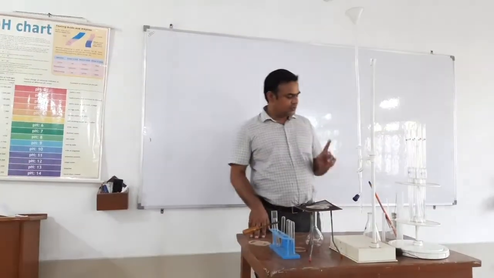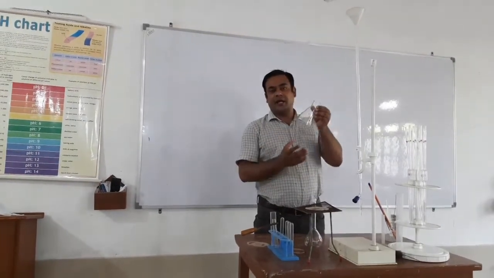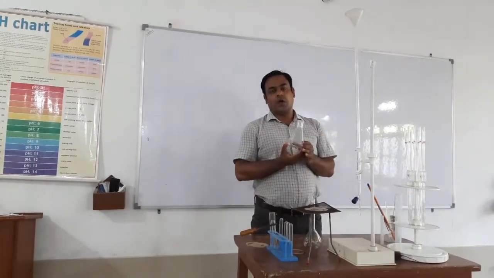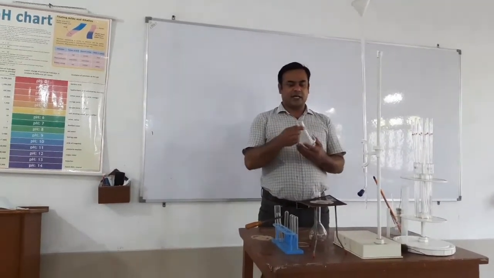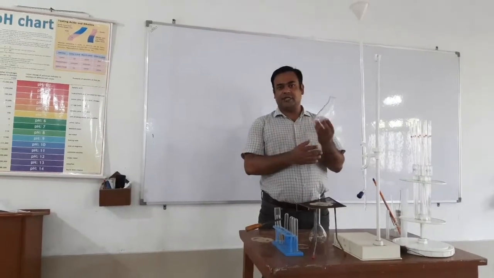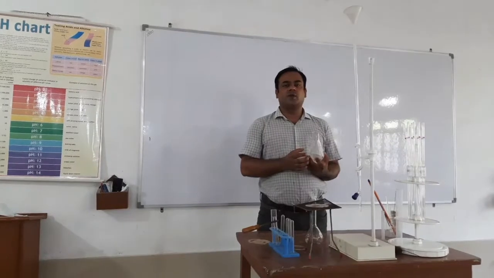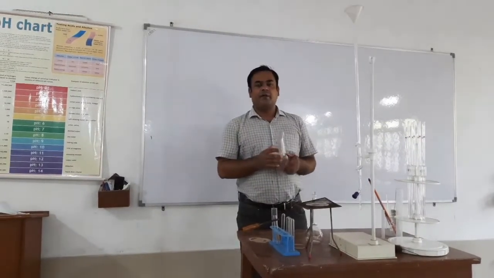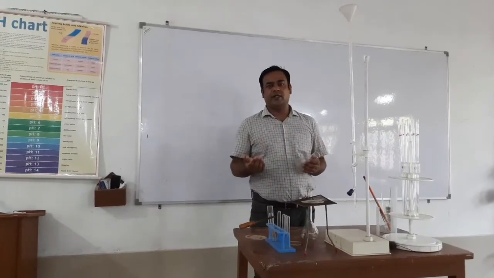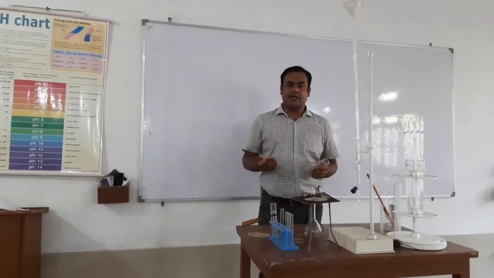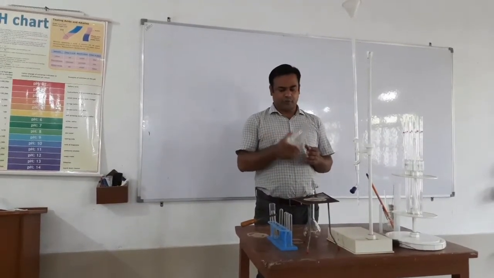So starting with the first and the simplest one, this one. This glassware has the name conical flask, also known as titration flask. As you can see, it is conical in shape, that's why it is called conical flask. This conical flask is mainly used for titration purposes. Whenever we have to perform titration, whether it be acid-base titration or redox titration, in all the cases this conical flask is very useful.